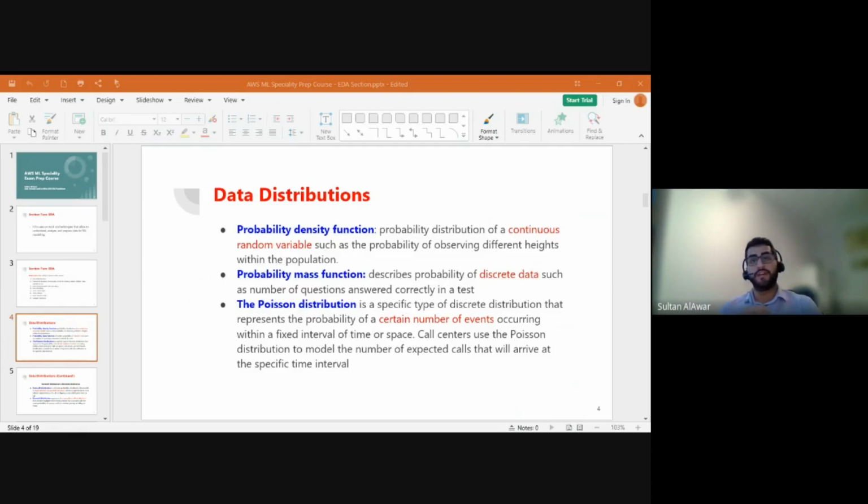If we think of a practical example of the Poisson distribution, we can think of call centers, which use it to model or determine the number of expected calls that will arrive at the center in a specific time interval. So it's the same theme. We are talking about a certain number of events, here a certain number of expected calls. Calls represent the events which will occur within specific time intervals, such as within 30 minutes. This is what the Poisson distribution is about.